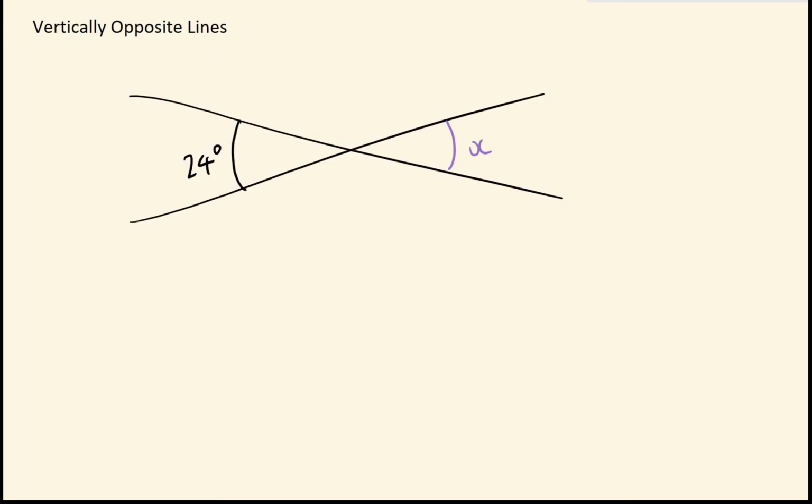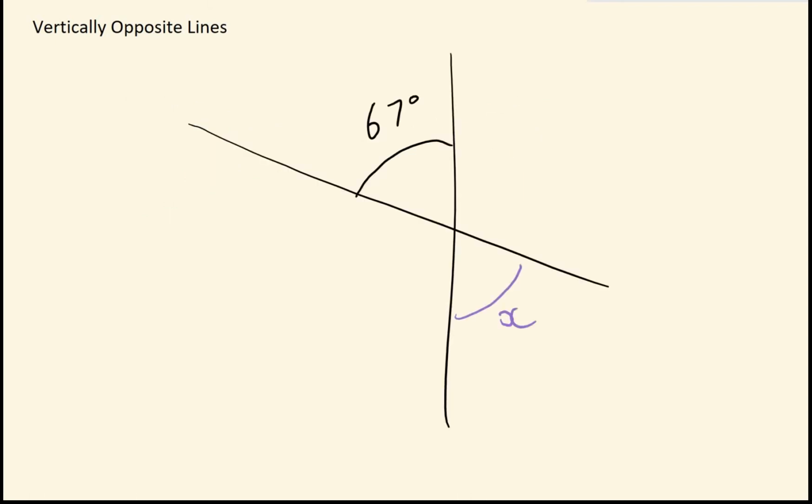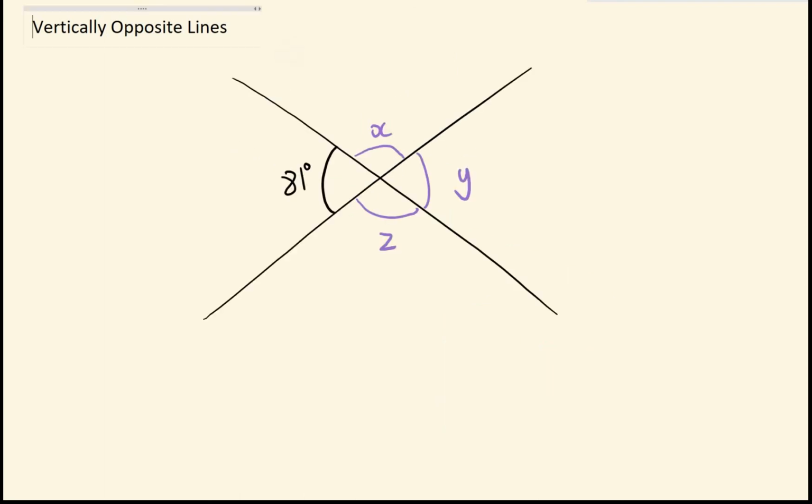This is where you've basically got two straight lines that crisscross each other, and the angles that are opposite will always be the same. So if this is 24 degrees, then x will also be 24 degrees. Again, it doesn't matter how it looks, as long as two lines crisscross each other, the two opposite angles will always be exactly the same.